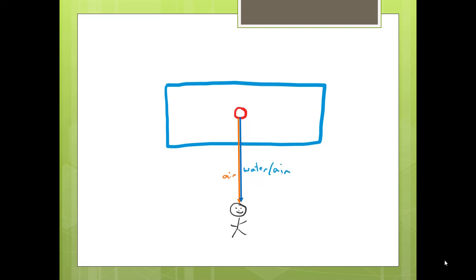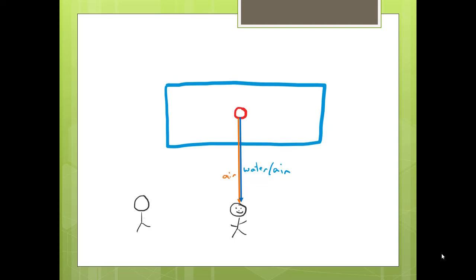Remember, the rule is when it speeds up or slows down, it bends towards or away from the normal. In this case, it's coming right along the normal line, so it can't bend towards it or away from it. You don't see any bending at all. It just speeds up when it leaves the water. So you see the pencil in the same place, no difference whatsoever.